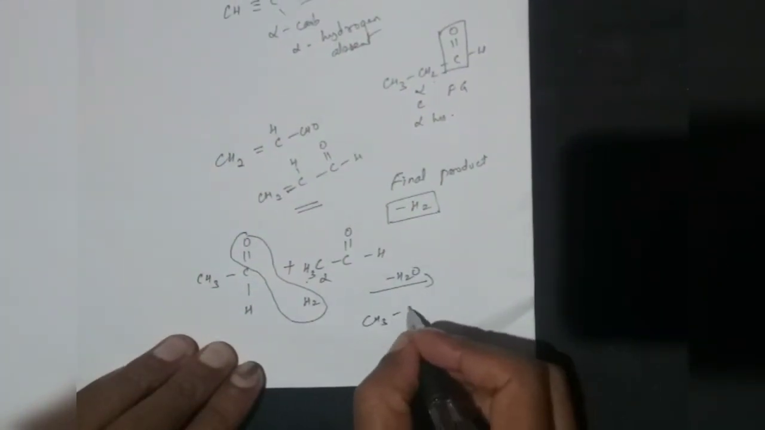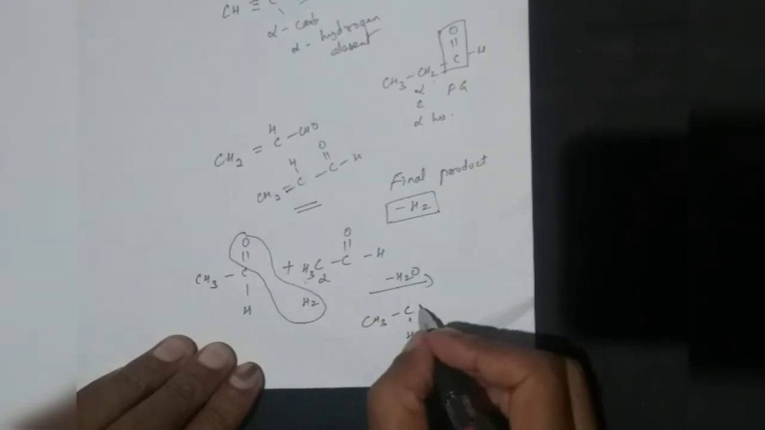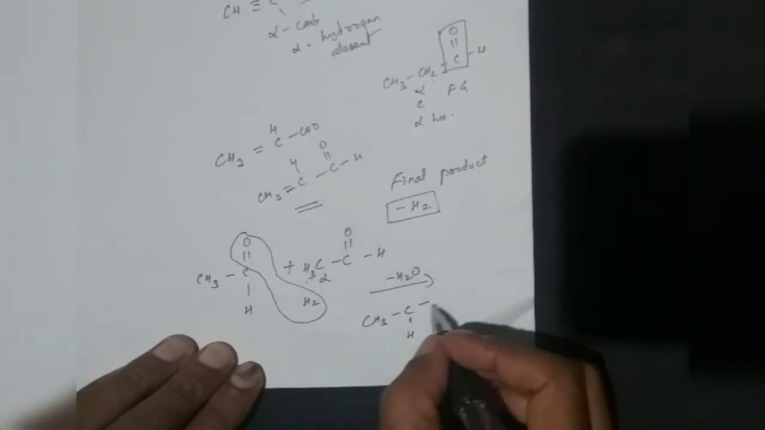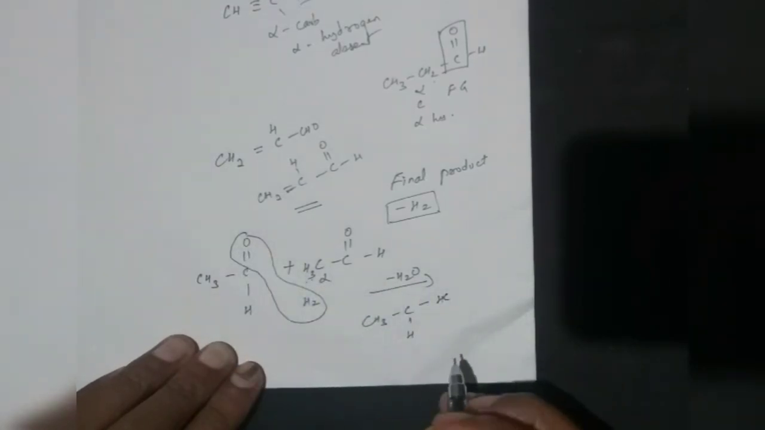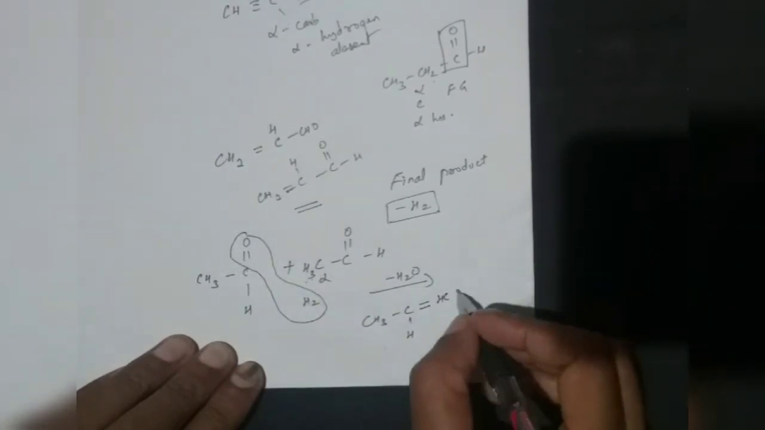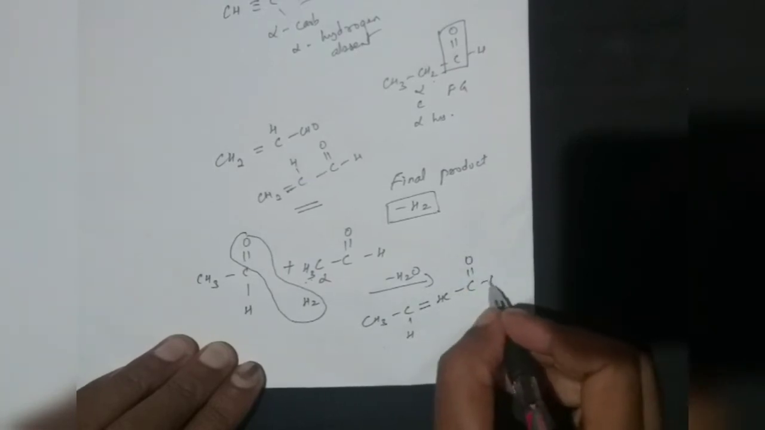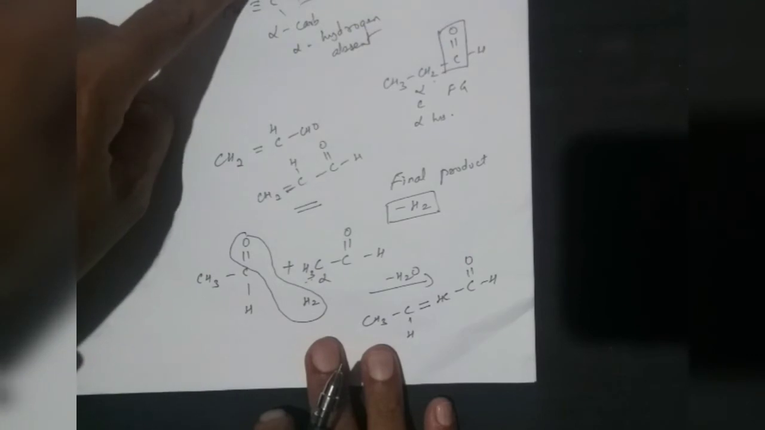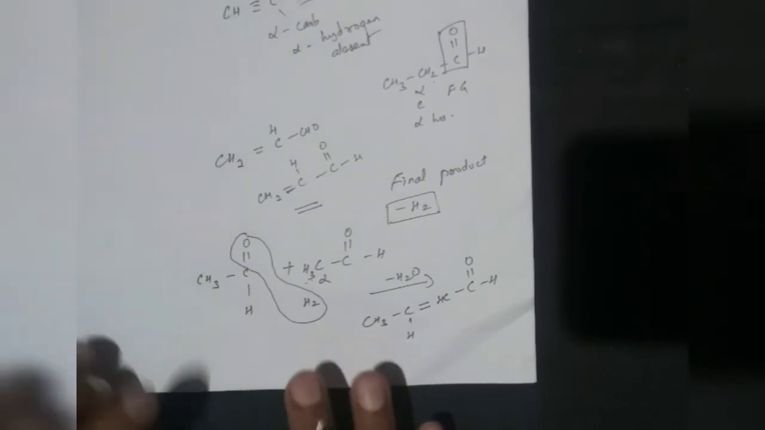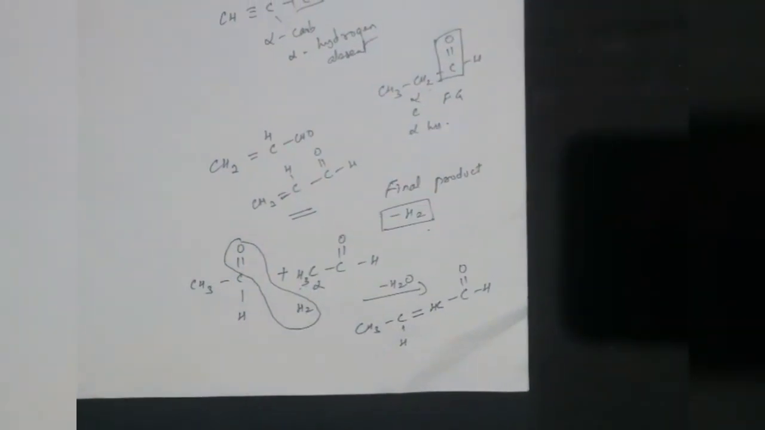CH3, CH. Because I have removed the two hydrogens, here I will have only CH. There the O is removed, so we'll get a double bond here, and maybe the C double bond O, H. But here it looks like we have only one hydrogen, so we can't remove the two hydrogens here to get the final product. And that's the reason we go with this option. Option D will be the correct answer.